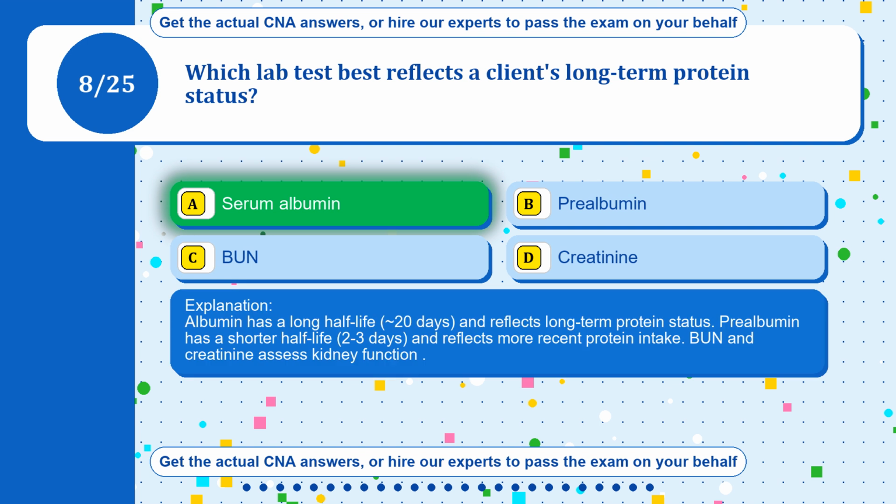Albumin has a long half-life, 20 days, and reflects long-term protein status. Prealbumin has a shorter half-life, 2 to 3 days, and reflects more recent protein intake. BUN and creatinine assess kidney function.